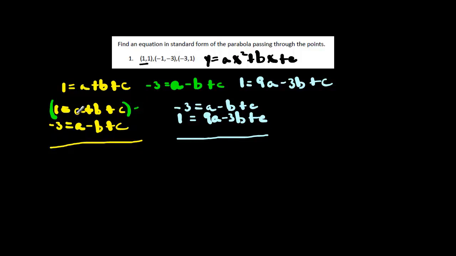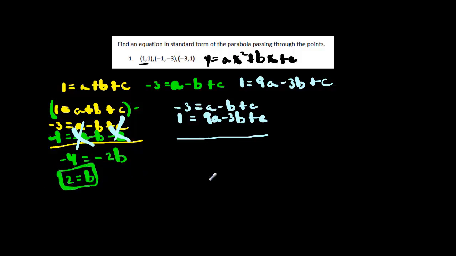So a negative times all of these is going to be -1 equals -a minus b minus c. When I add down, I'm going to get -4 equals -2b. What happened was these cancel and these cancel, which is nice, because when you divide now by -2 on both sides, you're going to get b equals 2. So that's going to be part of our answer that we're going to incorporate.